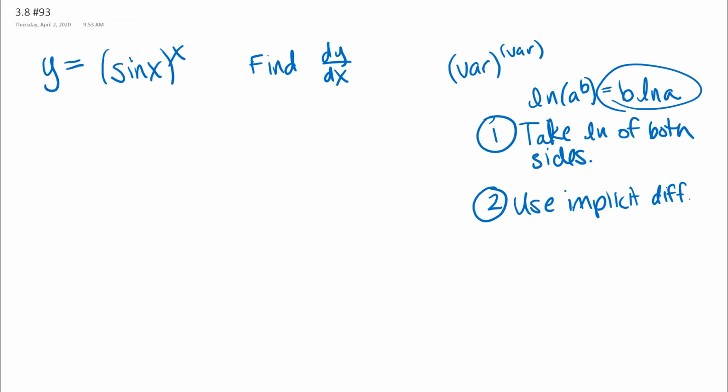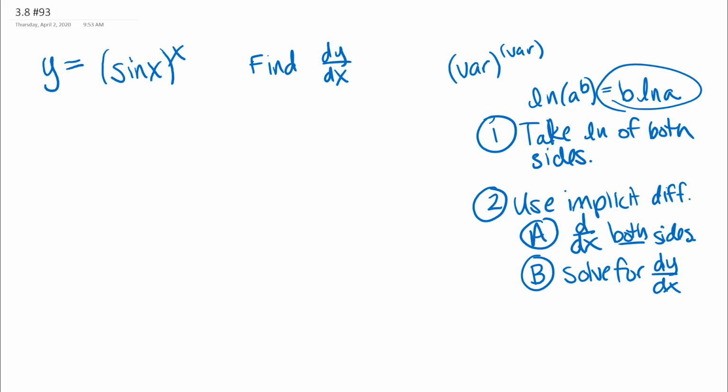For implicit differentiation, there are two main steps. You're going to apply the d/dx differential operator to both sides, so take the derivative with respect to x of both sides of the equation. And then you're going to use algebra to solve for dy/dx. Okay, so let's go ahead and do that here.